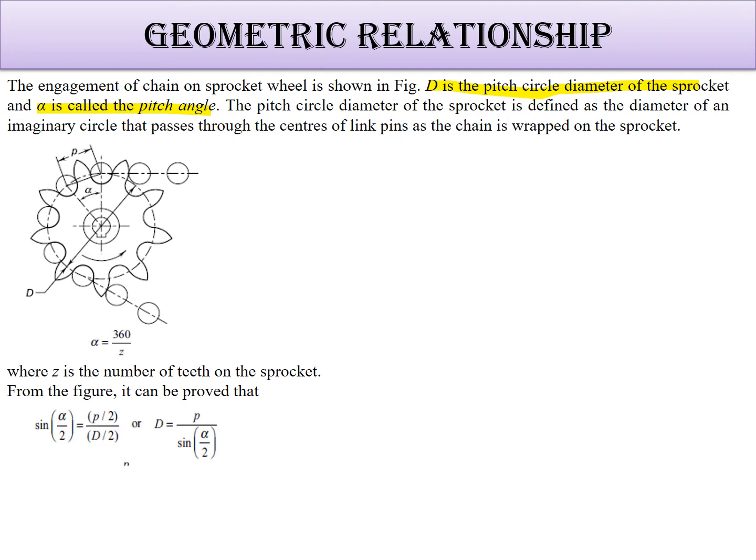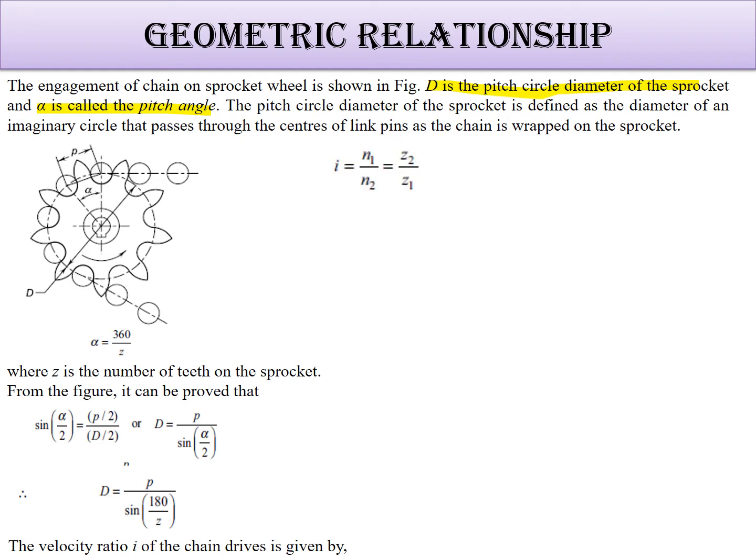So sine of alpha by 2 is equal to what? P by 2, that is pitch by 2, divided by capital D by 2. Or you can say capital D is equal to P upon sine of alpha by 2. With the help of this we can find out the diameter of sprocket. So capital D is equal to this, so 180 by z, where z is the number of teeth. We can say this thing.